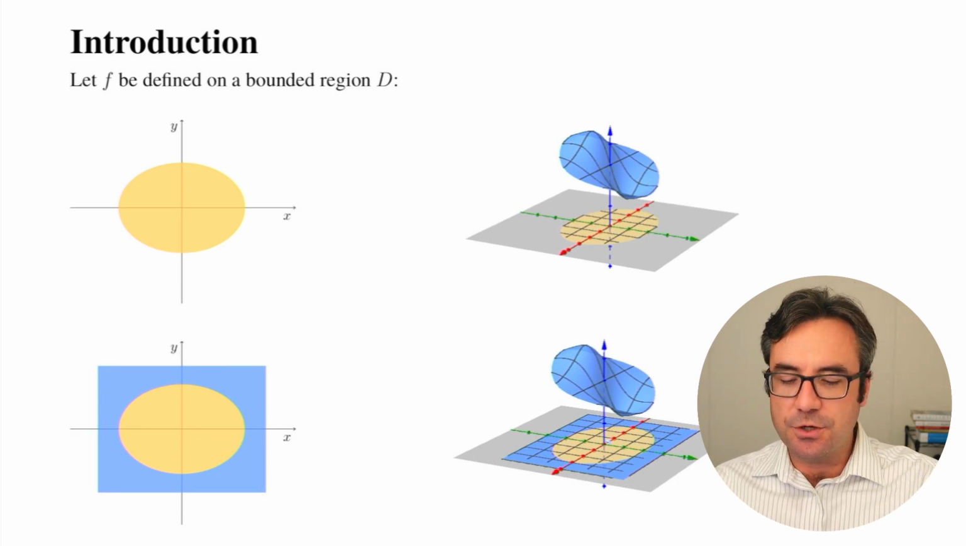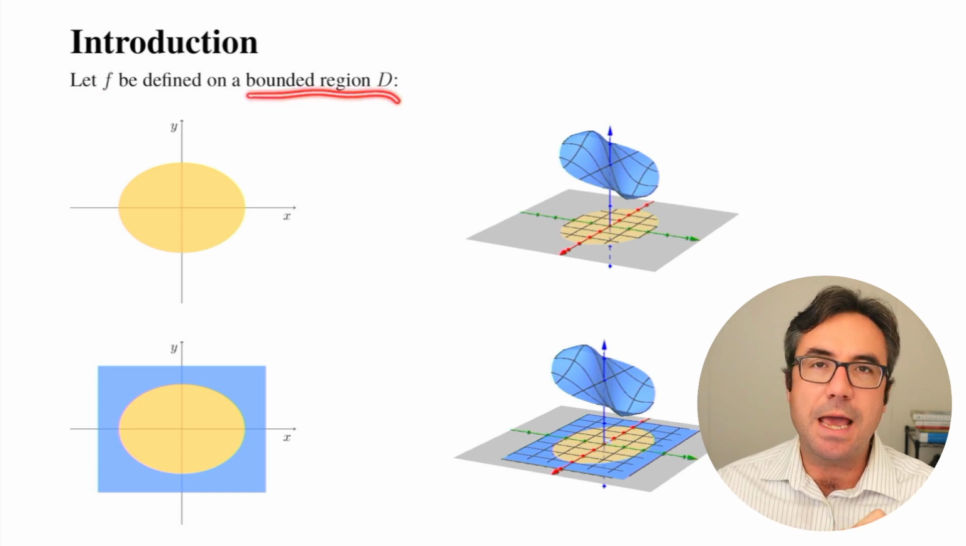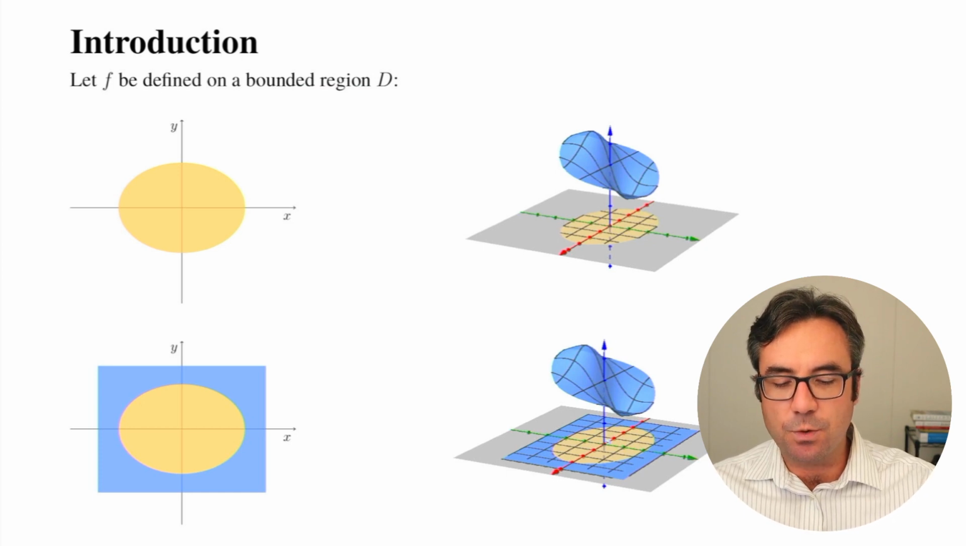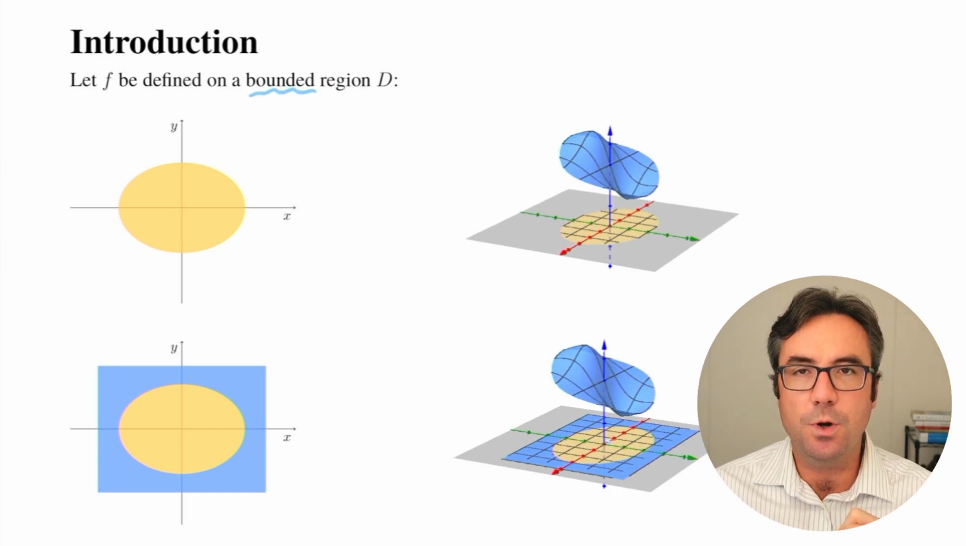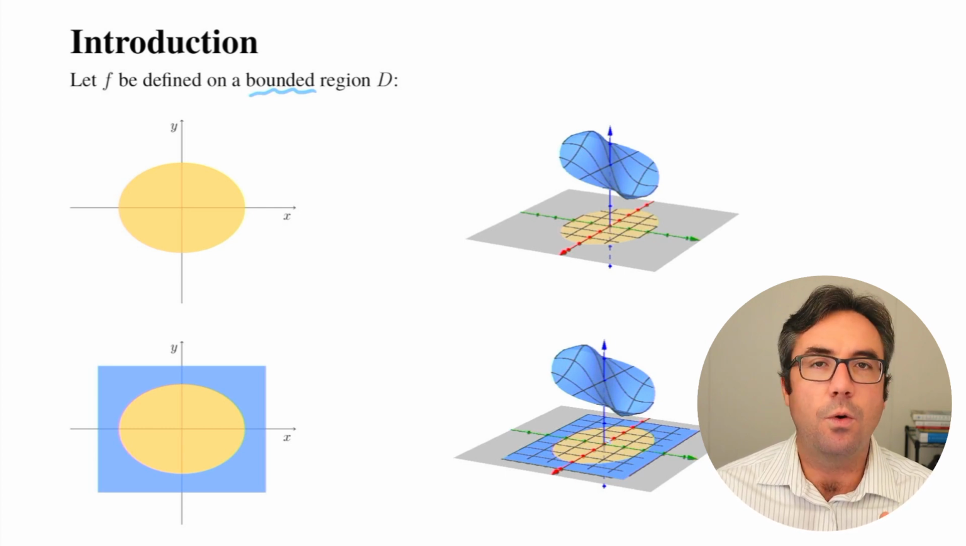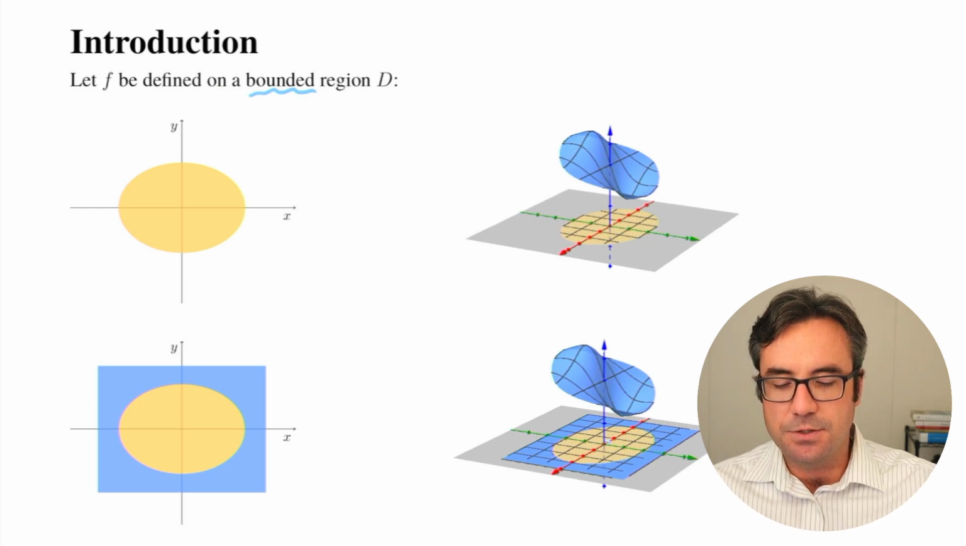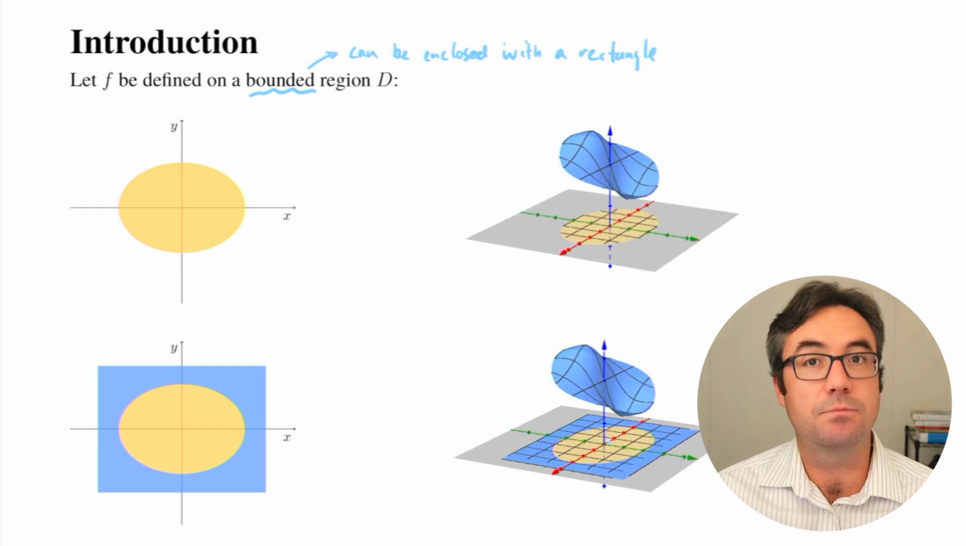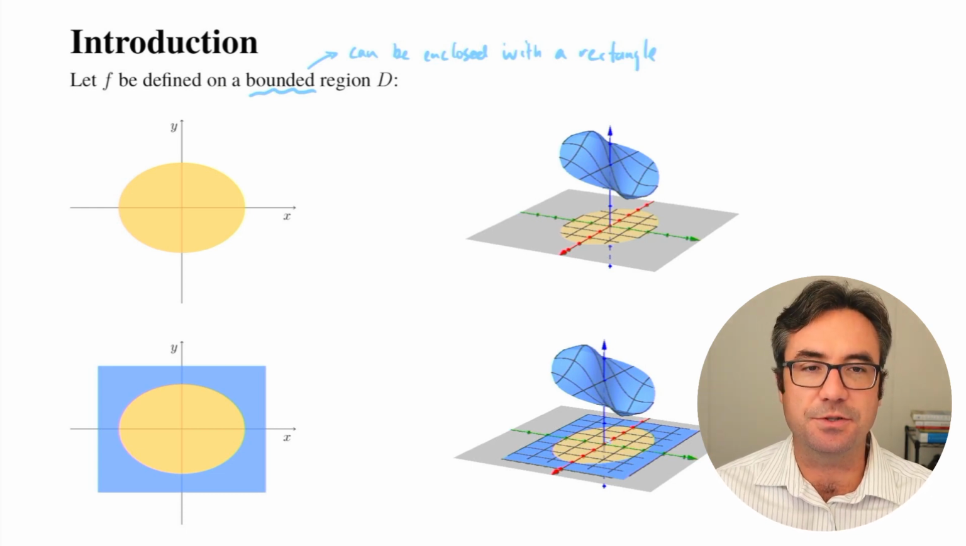So we're going to have a function little f, and we're going to be looking at a bounded region D. When we say this word bounded, what do we mean? Well, it means we can enclose it with a circle or a rectangle. So for a bounded region, it can be enclosed. And let's do a rectangle, because that's going to extend nicely from our rectangular definition of double integrals.